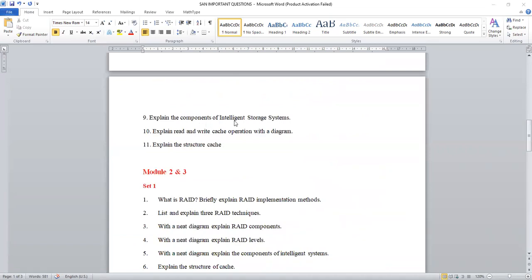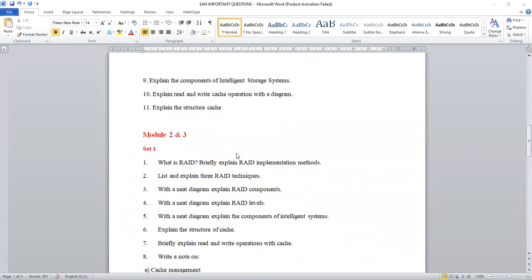Explain the components of intelligent storage systems. Explain read and write cache operations with diagrams. Explain the structure of cache. So these are the things which you can expect in module one.